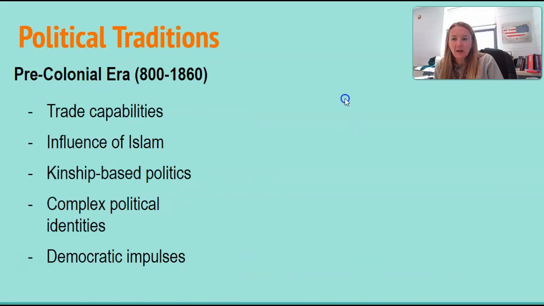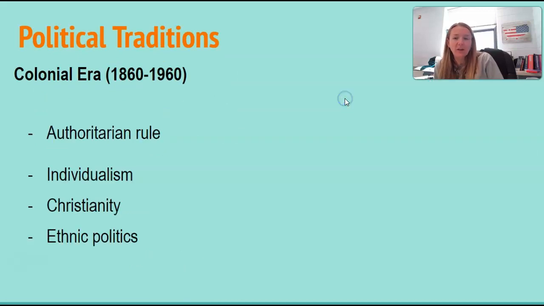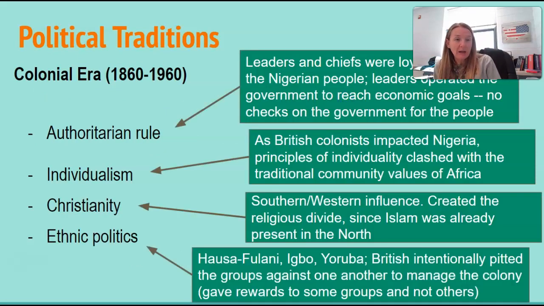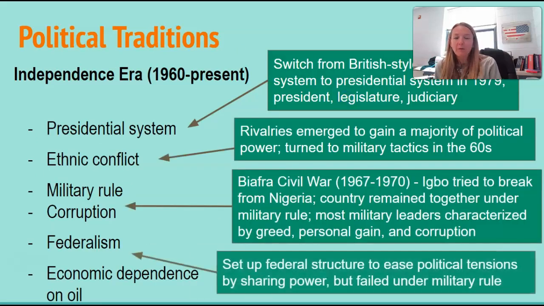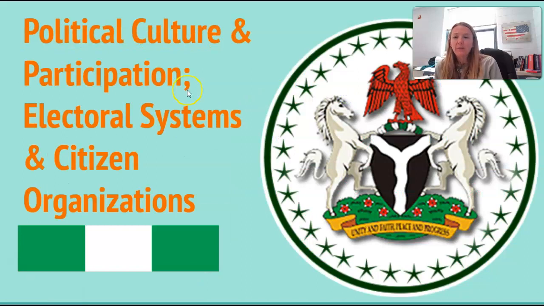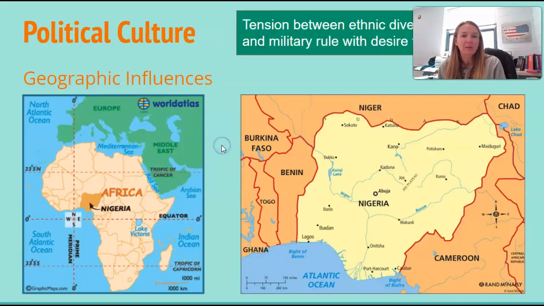Again, the next 3 slides go into a lot of detail on everything I just said. I passed that paper out in class on Thursday or yesterday. If you didn't get it, you can print it yourself, or you can grab one from me when you return on Monday. All right, with that, to today's topic: political culture, participation, electoral systems, and citizen organizations.